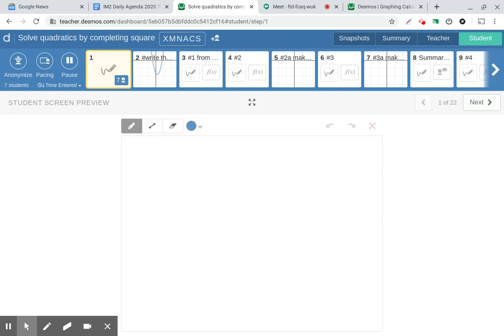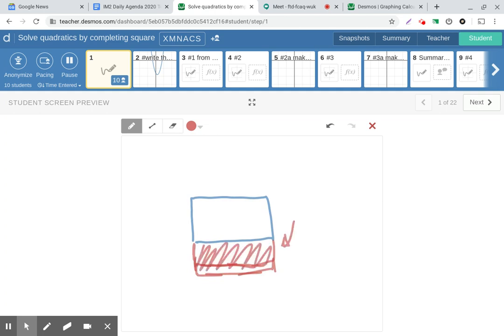So I'm going to draw a rectangle, and I need to actually make it into a square. So I need to add a little bit here. Is that right? I'll make it a little longer. Now it's a square. So I needed to add this. So this is called completing a square.